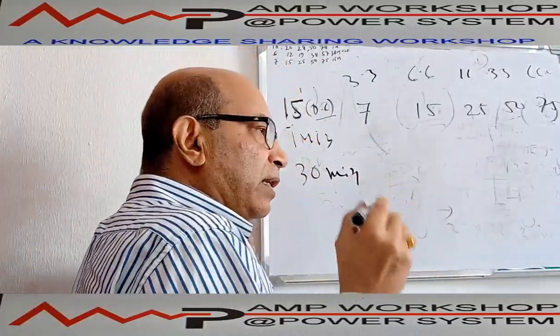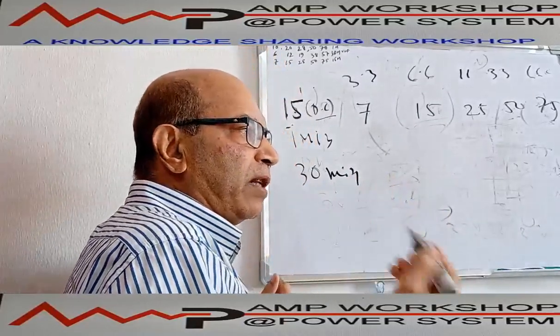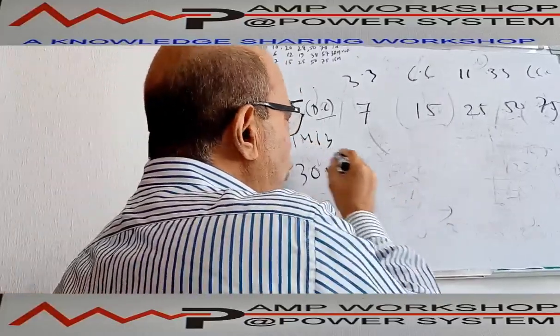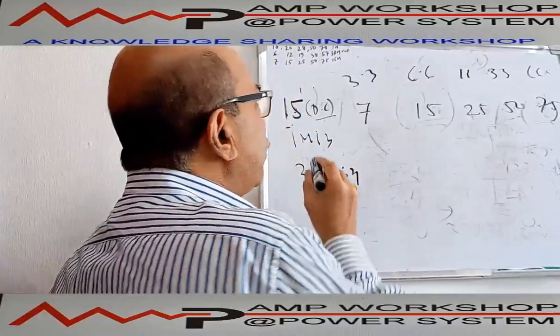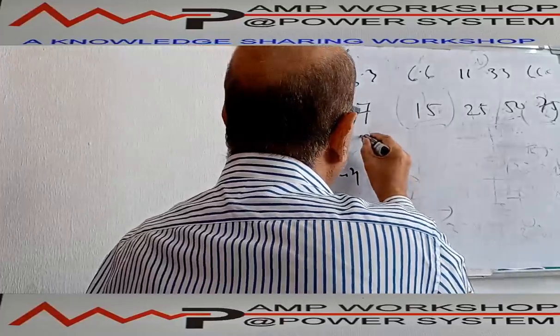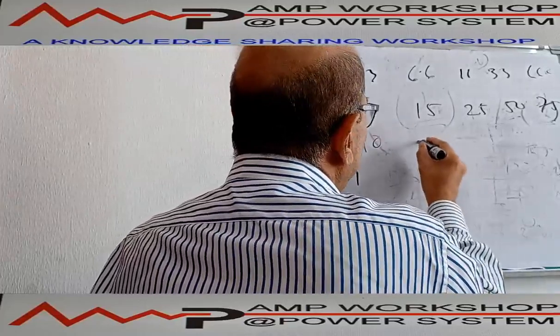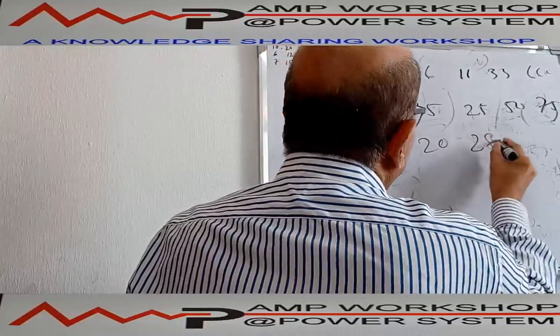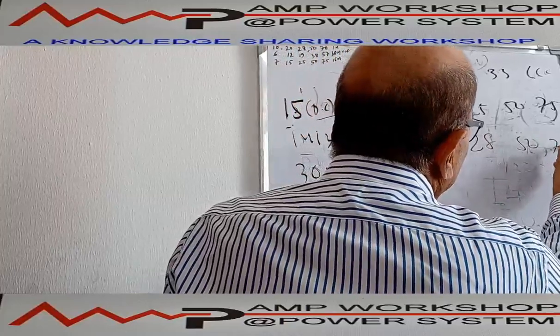But if you decide that I will check the cable with respect to the AC voltage, then the AC over voltage capacity for 1 minute, how much will it be? Considering a 3.3 kV system, it is 10 kV, it is 20 kV, it is 28 kV, it is 50 kV, and this is 70 kV.